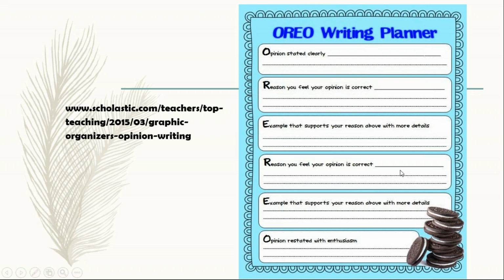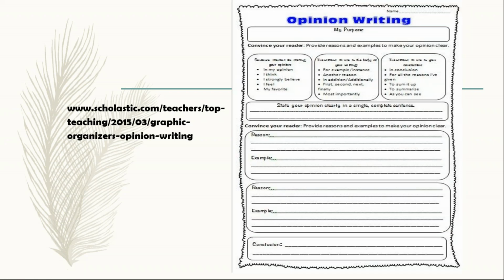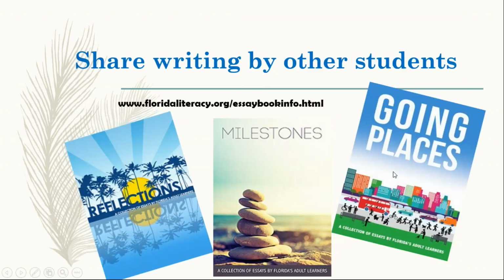There's another one. Again, the best thing to do is to take a few minutes and go online yourself and explore any of these that you think are clear, that speak to your students, that relate to the level they're at, but there are all kinds of good ones out there, and this one's also from Scholastic. So this is what the Florida Literacy Coalition essay book looks like. It's a beautiful resource.